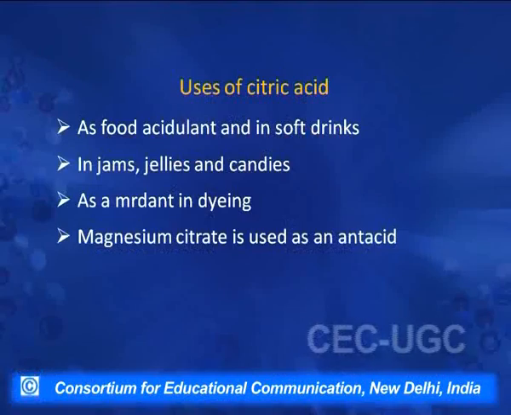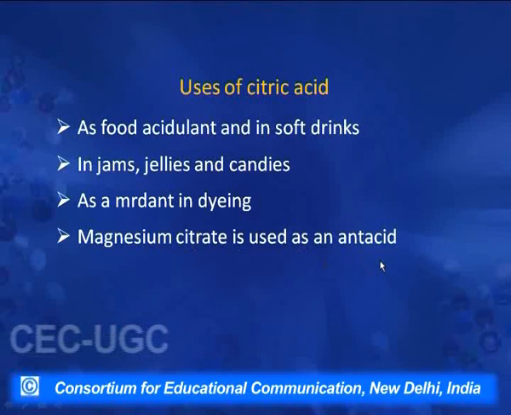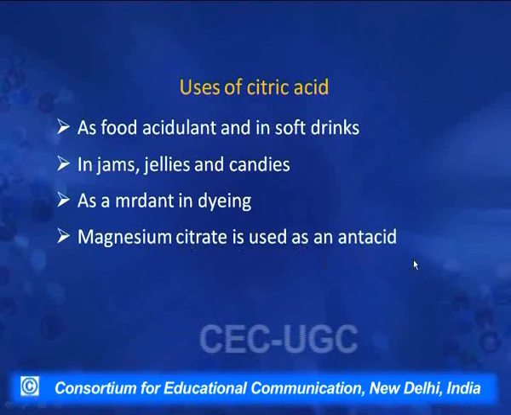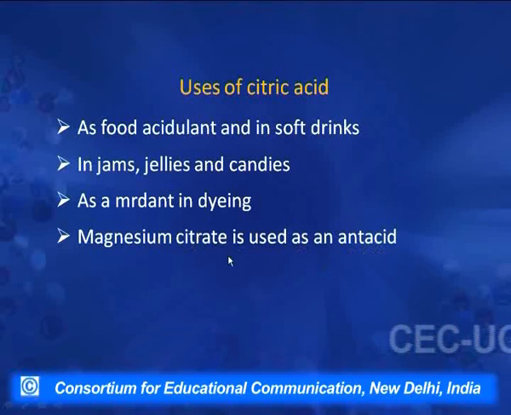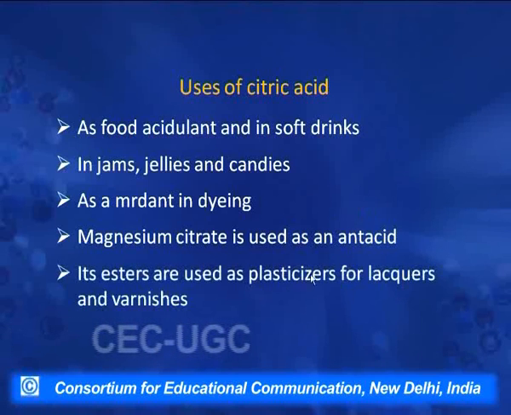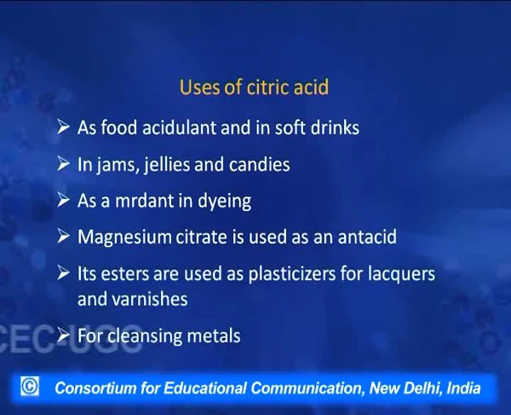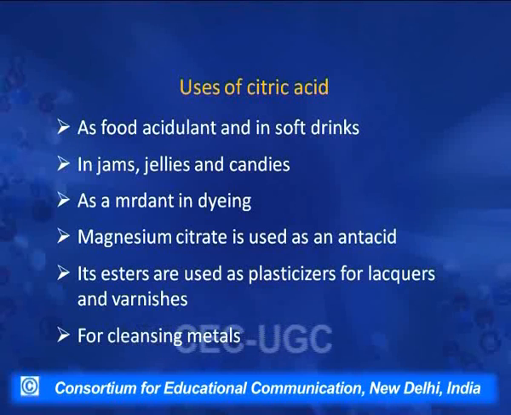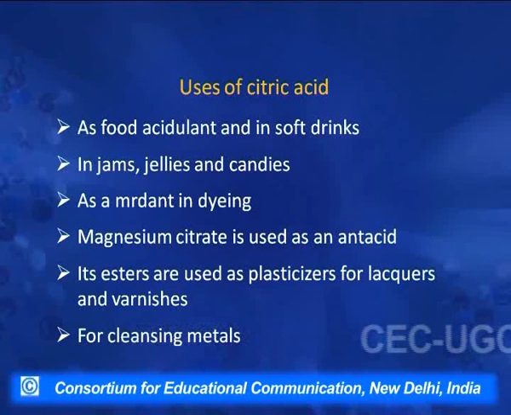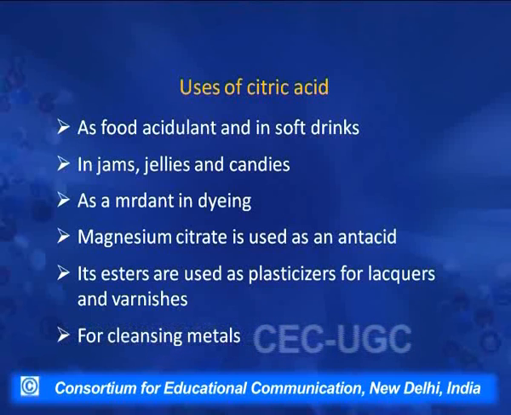Then magnesium citrate is used as an antacid. Antacids are the substances which are used as medicine to reduce the acidity in our stomach. So, magnesium citrate is one of the very common substances which is used for this purpose. Then its esters are used as plasticizers, and they are used in lacquers and varnishes. Then citric acid is also used for cleansing metals. Some articles made up of brass or copper get tarnished, and when they are treated with a mild acid like citric acid, they get cleaned.